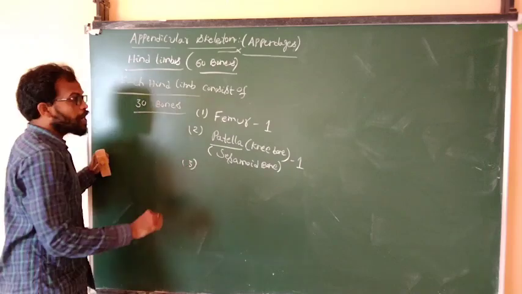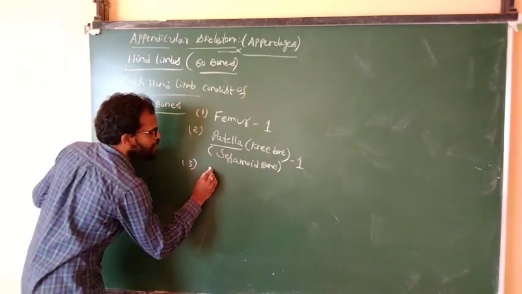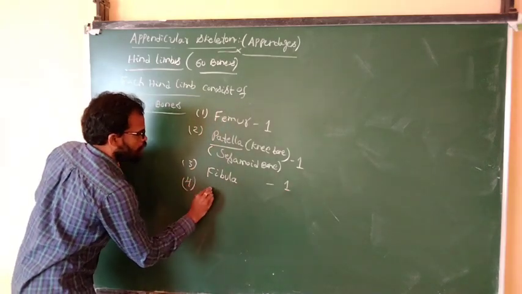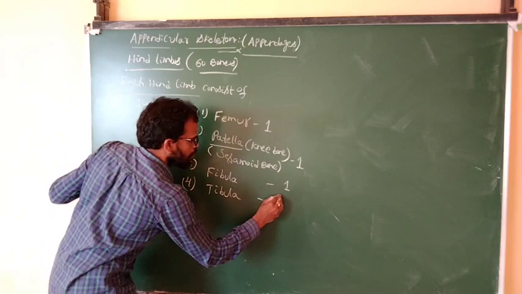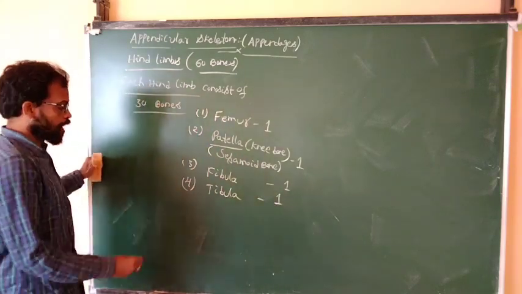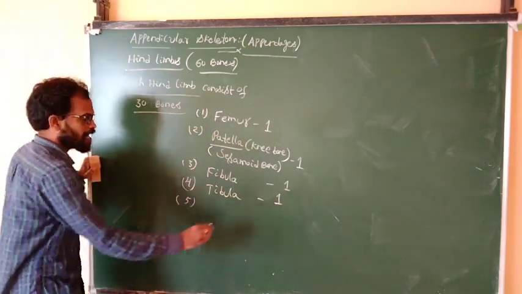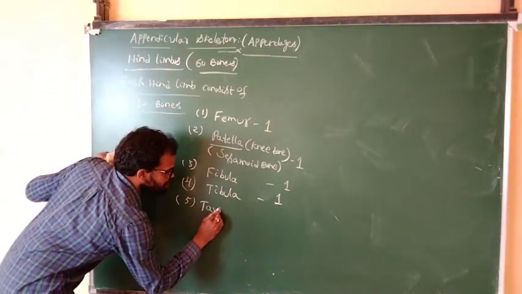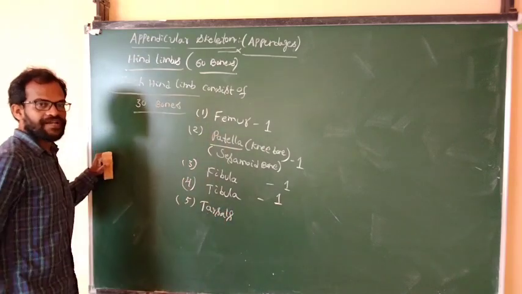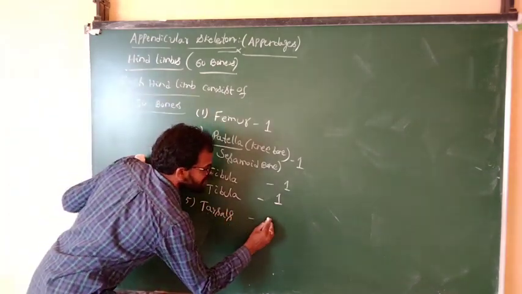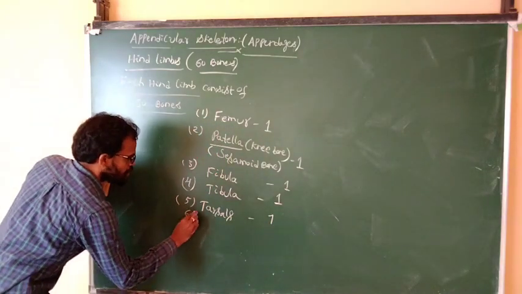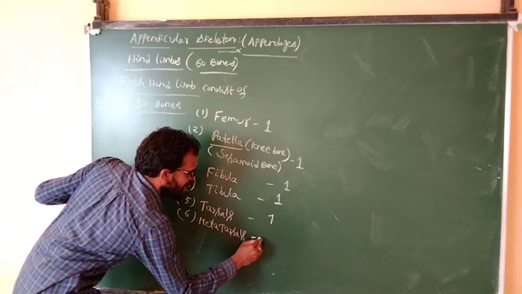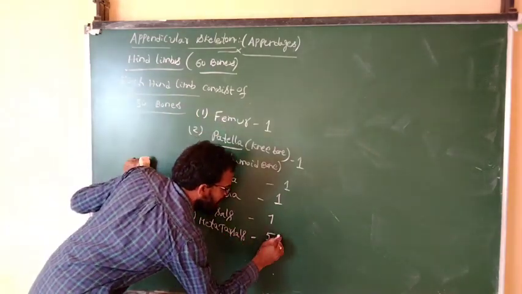Next one, fibula and tibia. Fibula, one. Next one, tibia, one. Next part, like the carpals in the forelimb, here are the tarsals. How many tarsals? 7. Next one, metatarsals. How many metatarsals? 5.